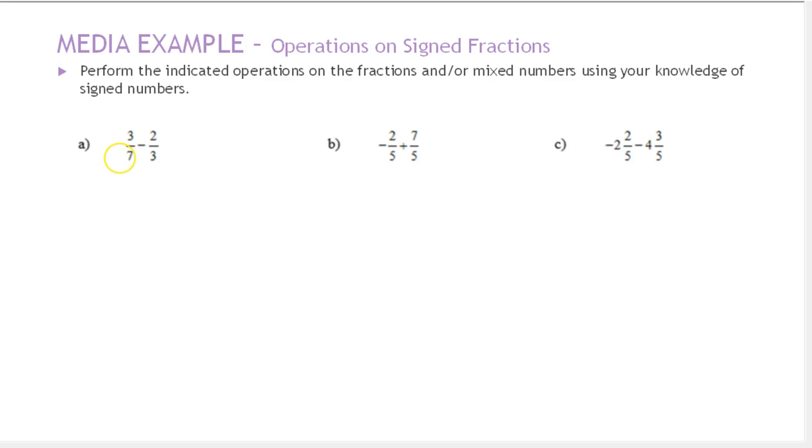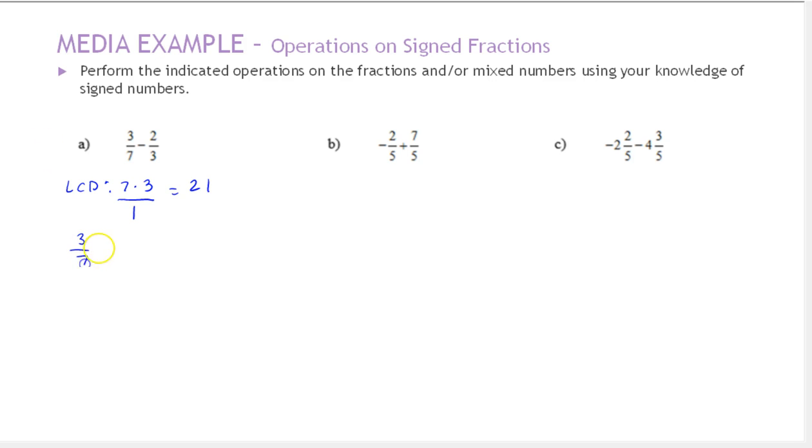So first, 3/7 minus 2/3. Just think of this as any old fraction problem, and the first thing we need to do is find the least common denominator. So the denominators are 7 and 3. Since their greatest common factor is 1, we can take their product, divide by their greatest common factor, and their least common denominator is just going to be 21, their product. So now we want to rewrite these with the least common denominator of 21.